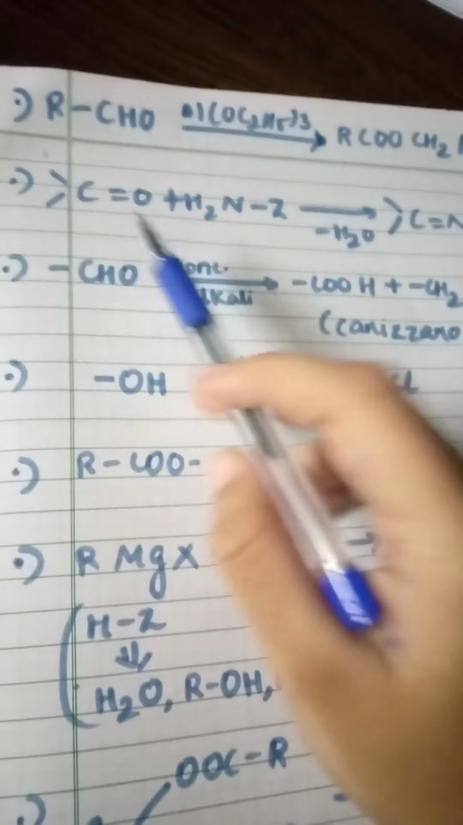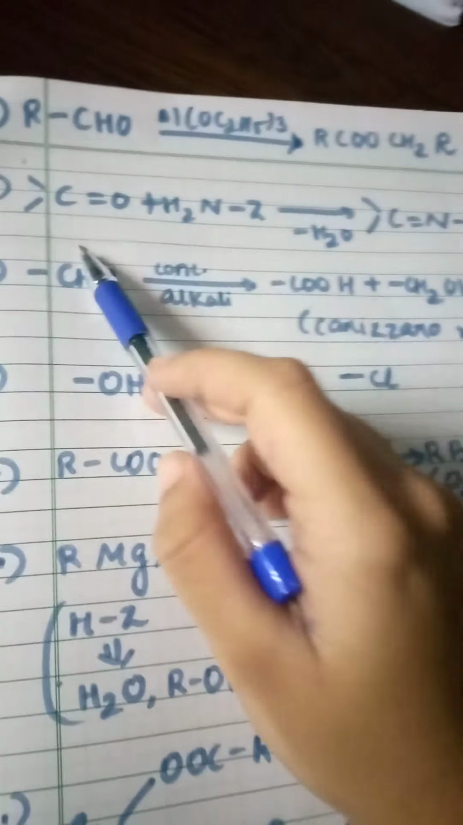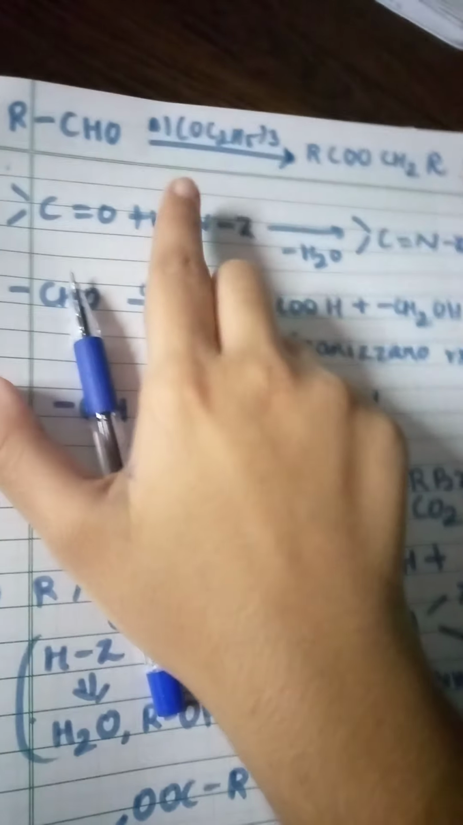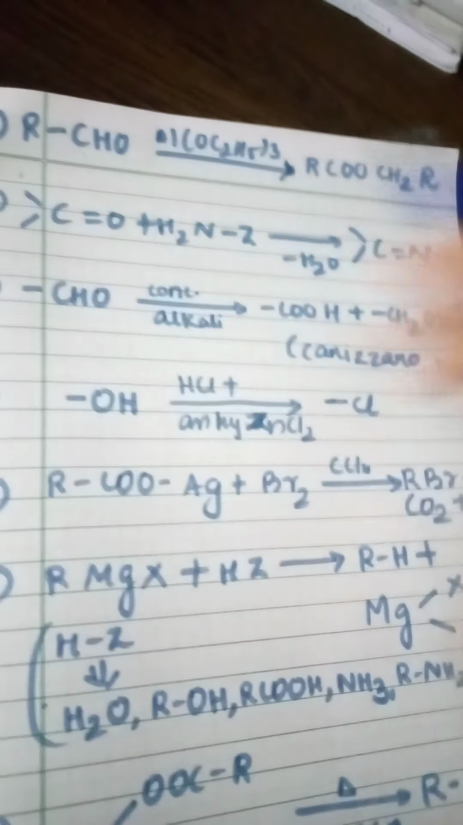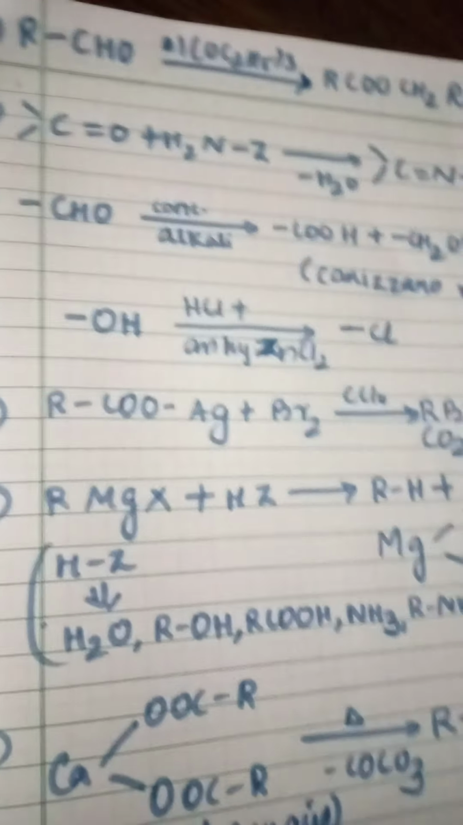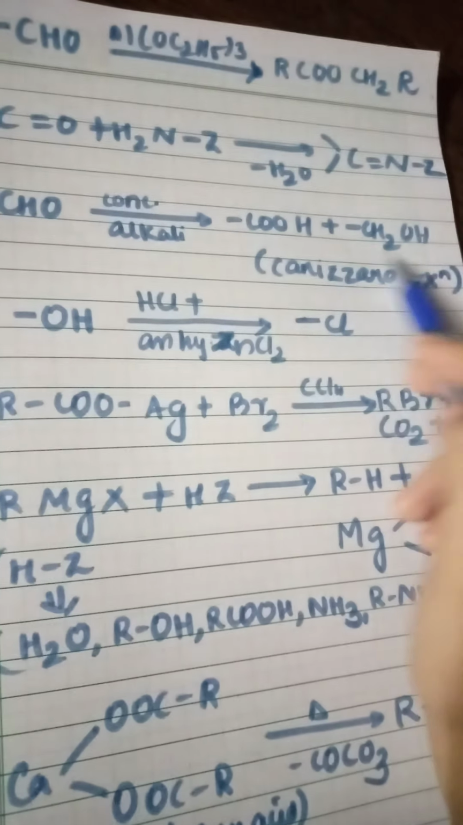Now this one: any carbonyl compound in the presence of H2NZ, with water removed. The H2 and O are removed, and the leftover parts just combine together, as if fixed with glue. Now this aldehyde, in the presence of concentrated alkali, will give me acid plus alcohol.